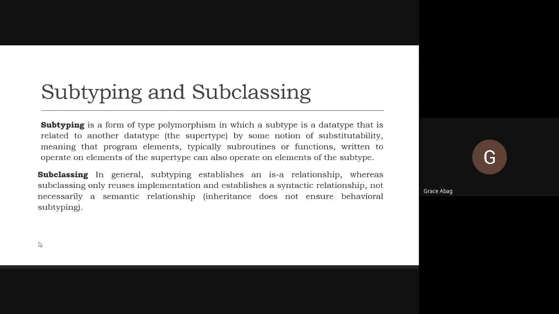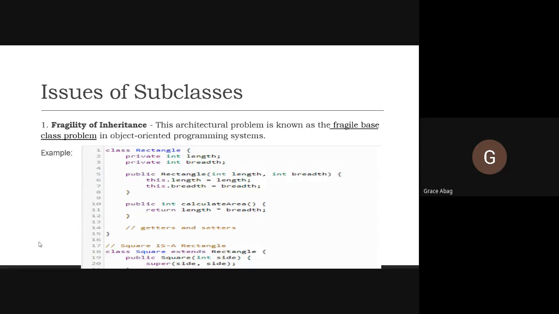Okay, thank you. All right, so to distinguish this concept, subtyping is also known as interface inheritance, whereas subclassing is known as implementation inheritance or code inheritance. So these are the issues of subclasses. We actually have two: the fragility of inheritance and inheritance violates encapsulation.